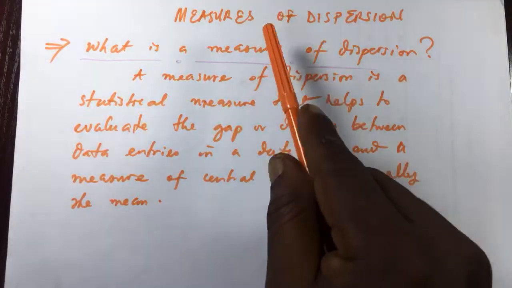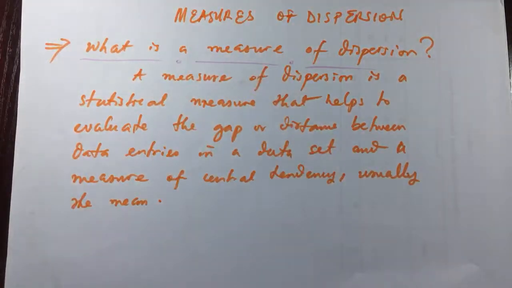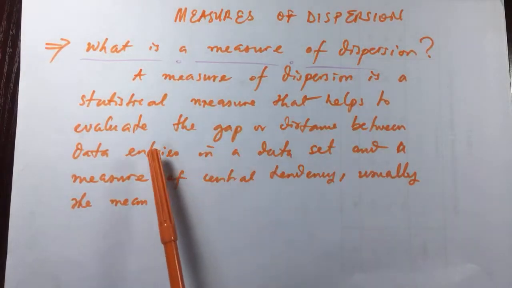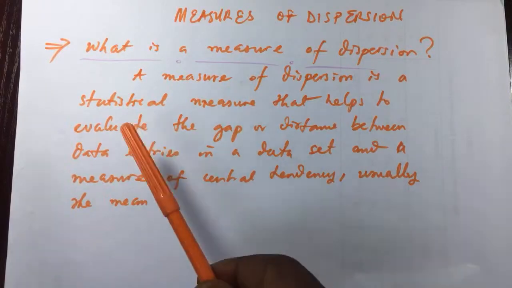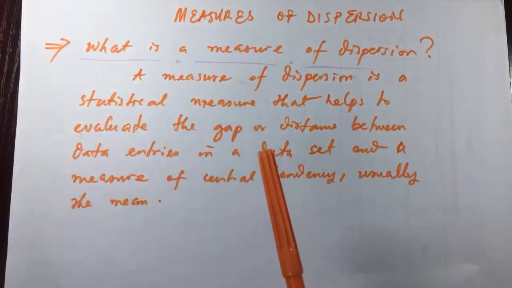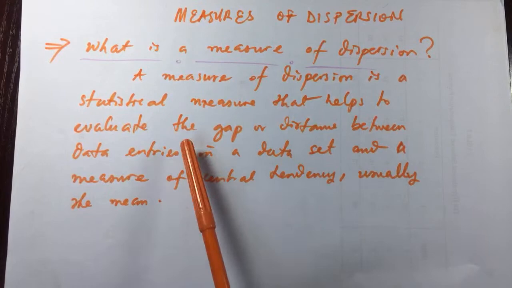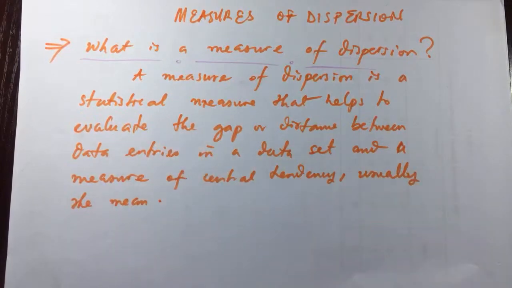So our objective number one in today's class is to answer the question, what is a measure of central tendency? Now, as you can see, I have defined a measure of dispersion to be a statistical measure that helps to calculate or evaluate the gap or distance between data entries in a data set and a measure of central tendency that usually will produce the mean. Okay? Now, I was saying that a measure of dispersion is best understood.